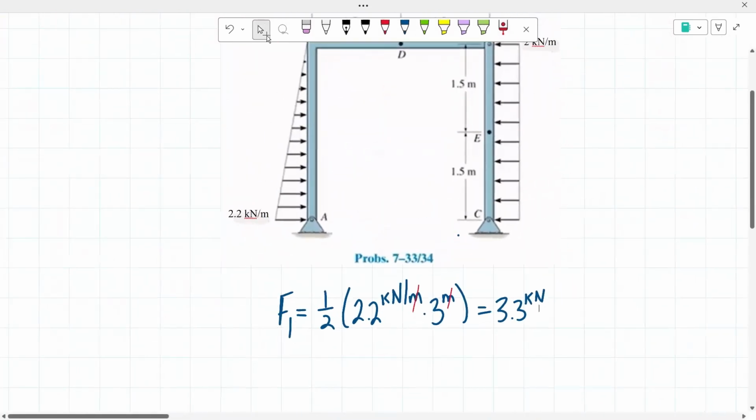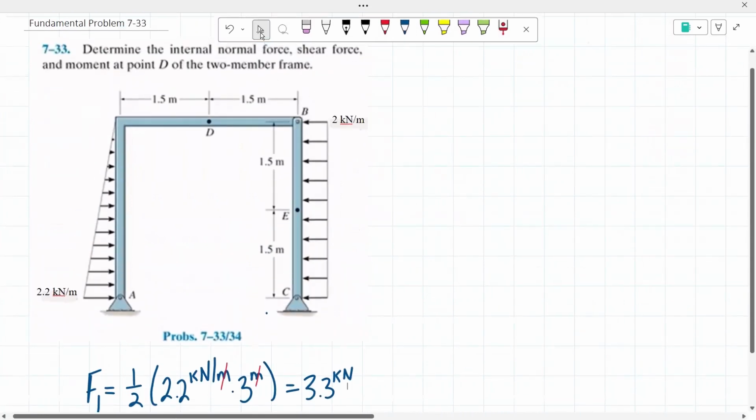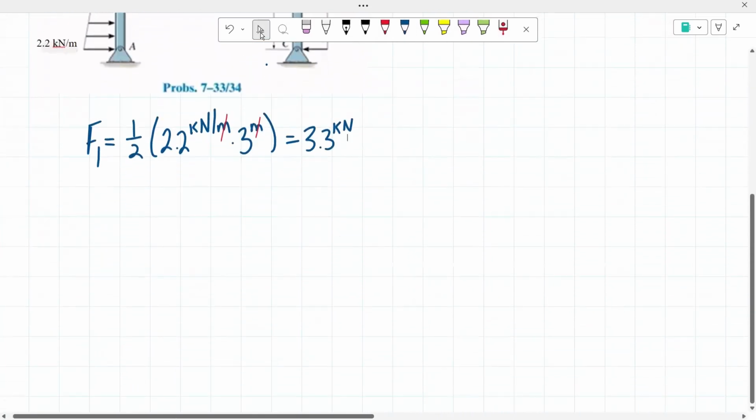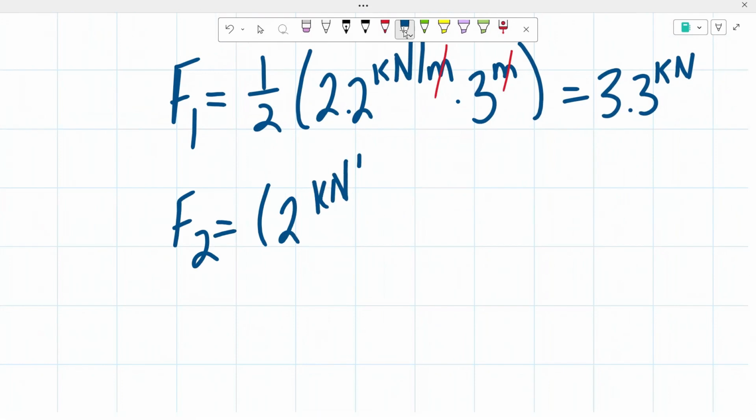Then for our second distributed loading, we have a force of 2 kilonewtons per meter for a span of 3 meters again. But this is a uniform loading, so we don't have to multiply it by 1/2. So we have 2 kilonewtons per meter multiplied by 3 meters once again. Our meters cancel out, giving us a concentrated force of 6 kilonewtons.